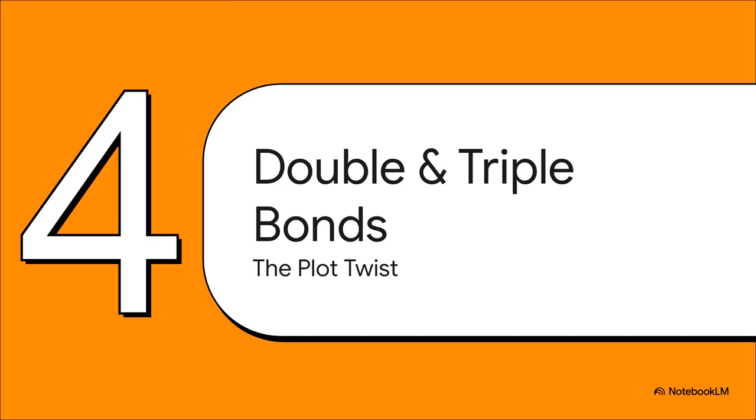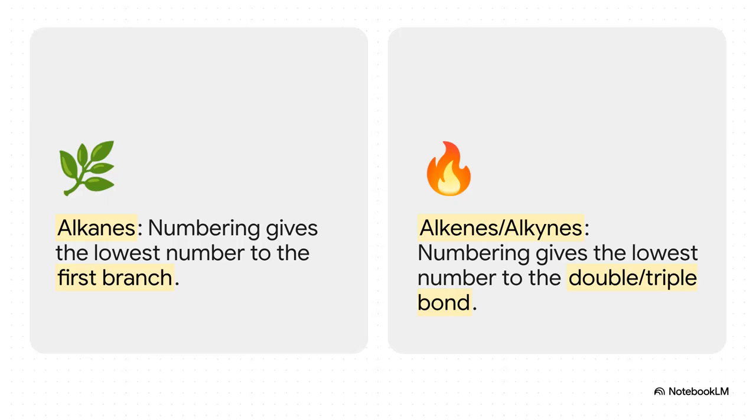Now, just when you think you've got it all figured out, chemistry throws a curveball. What happens when the carbons in our chain are connected by double or even triple bonds? Well, the rules change, but just a little. A double or triple bond is now the most important feature of that molecule. It gets top billing. So our numbering rule gets an update. You now number the chain to give the bond, not the branch, the bond the lowest possible number. The bond always takes priority.